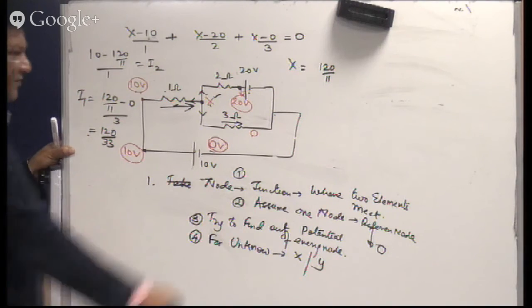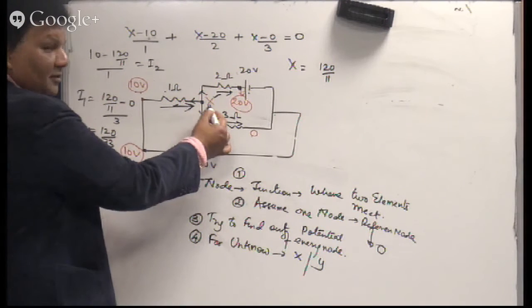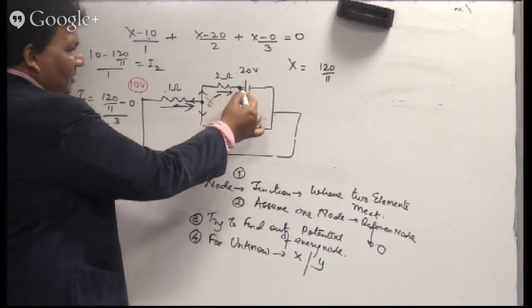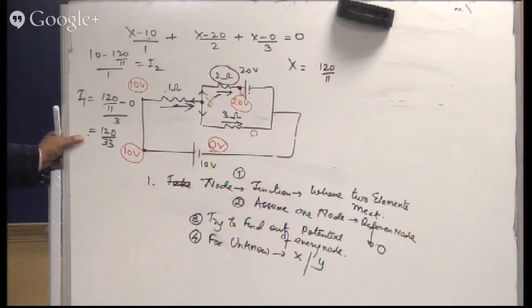If he says find current here, what is the potential? x, 120 by 11 minus, divided by the resistance gives the current. Are you understanding this? One arrow, many targets. Use the method from which you can take advantage of multiple things.